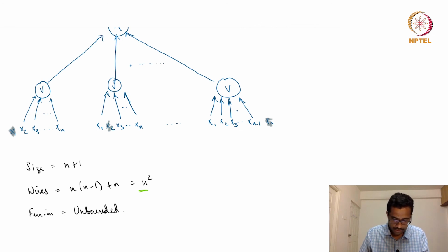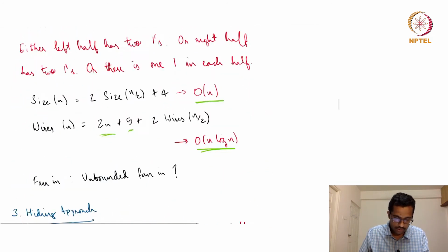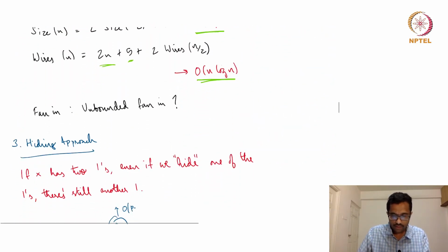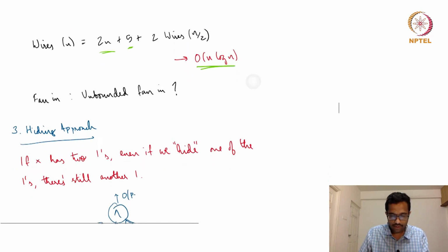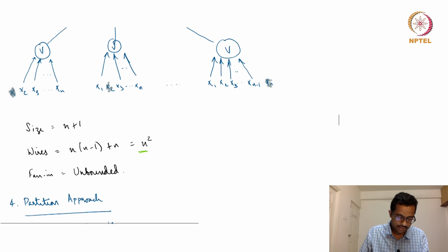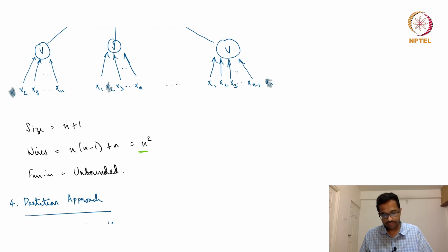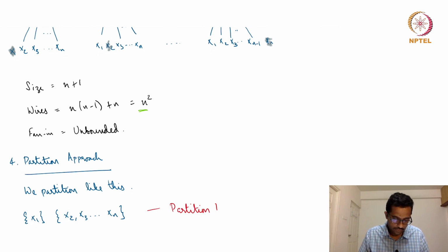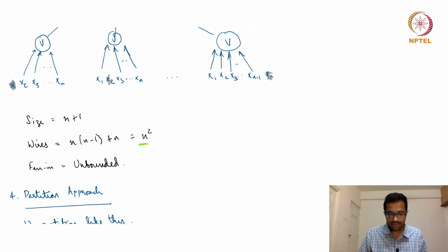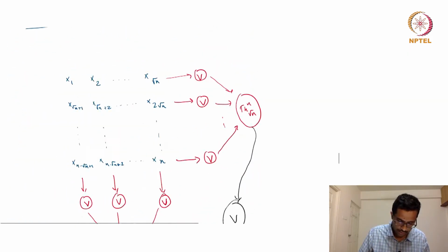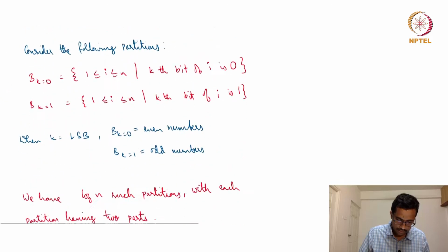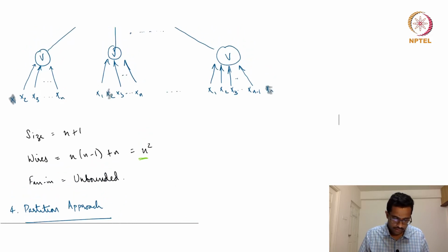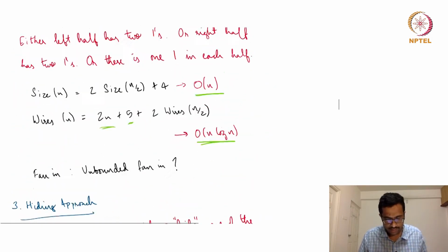So fan-in is unbounded. So we saw the recursive approach, which took order n size and order n log n number of wires. This one takes linear size and n squared wires, a quadratic number of wires. So again, this is not that great, but it's a simpler construction. Okay, so I believe I have 3 more approaches, which I think I will cover in the next lecture.